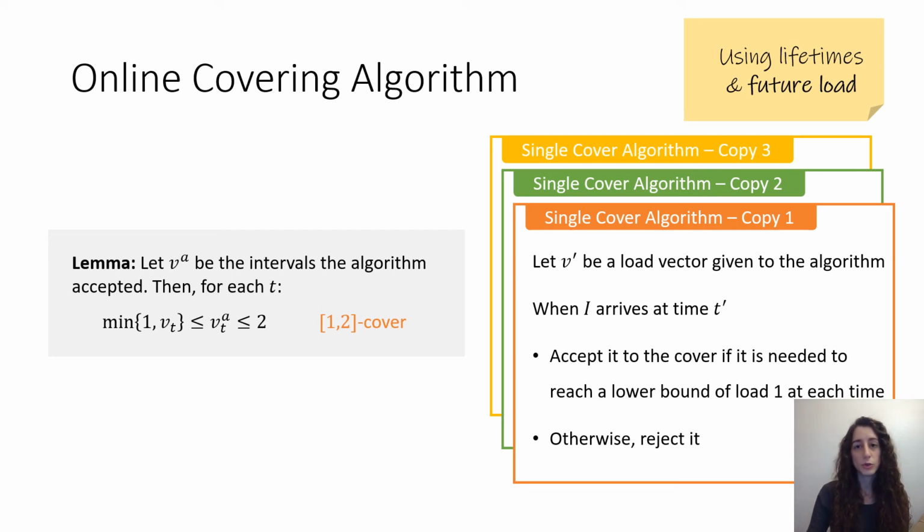We said that cover 2 sees the future load as decreased by 1 because cover 1 wants to keep load at least 1 everywhere. But it might also end up keeping load more than 1 at some time t. So cover 2 will expect to see some load at that time that will never arrive because cover 1 has kept it. So this V prime is actually an overestimation of the load that the cover will receive.